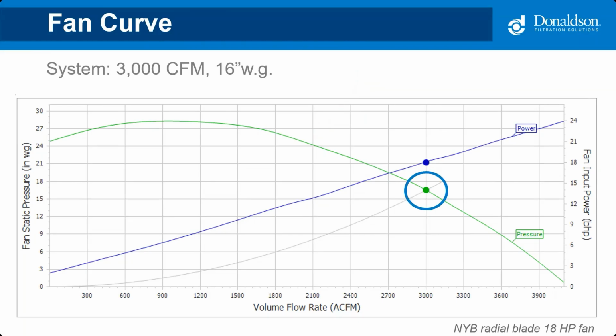The purple line is for horsepower, which tells you how much horsepower it takes to move that air. So we look at the operating point, follow it to the right, and we know it'll take about 14 horsepower to move 3,000 CFM at 16 inches water gauge. I'll give you some examples of fan curves for different scenarios later, but I wanted to make sure everyone understood how to read one.